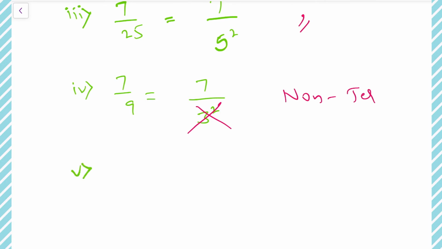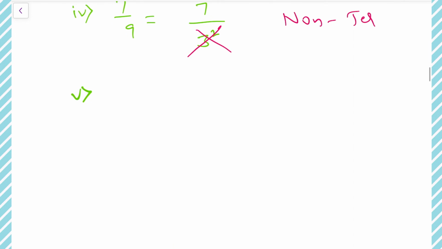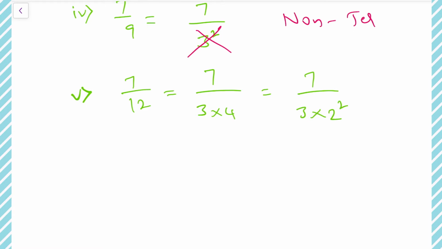Next, question number 5. 7 by 12. Here 7 by 12 can be written as 7 by 3 times 4, and 4 can also be written as 2 square. So the prime factorization of 12 is 3 into 2 square. Now according to the definition, in the denominator only 2, only 5, or only 2 into 5 should be there, no other numbers. But in this case, besides 2, some other number 3 is there. So that's why this is again non-terminating repeating. Only 2 or only 5 or only 2 and 5, no other numbers in the denominator.